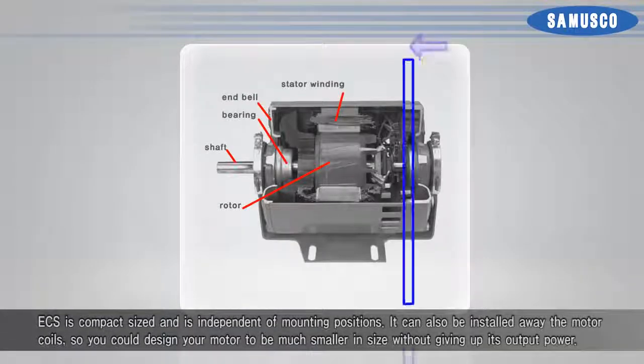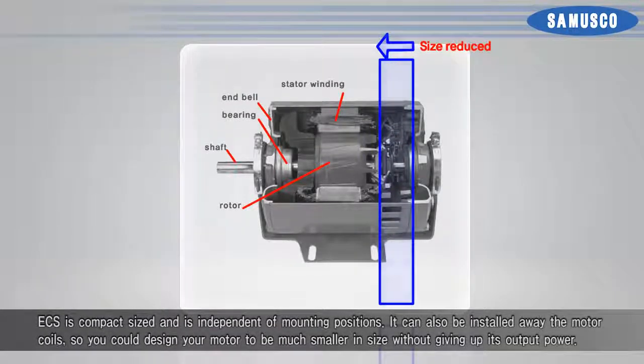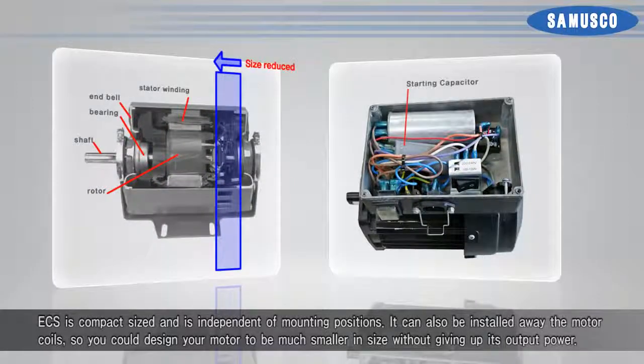ECS is compact-sized and is independent of mounting positions. It can also be installed away from motor coils, so you could design your motor to be much smaller in size without giving up its output power.